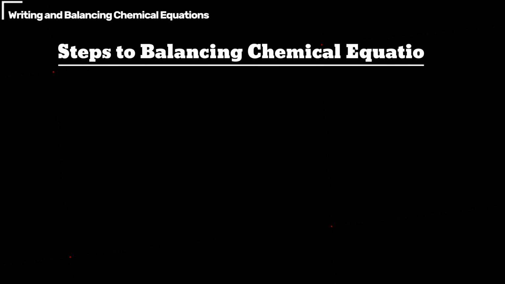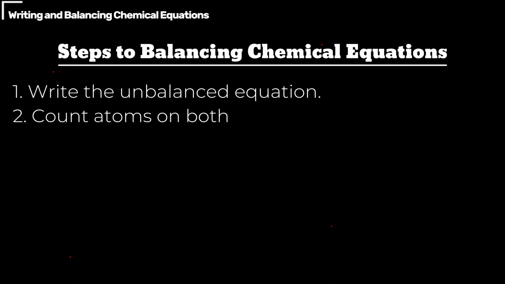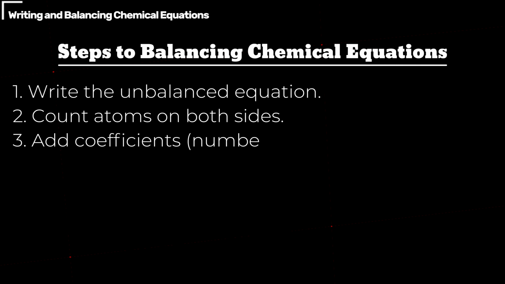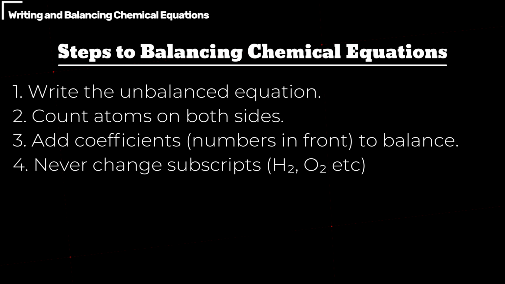So what are the steps in balancing a chemical equation? Number 1, you write the unbalanced equation. Number 2, you count the atoms on both sides. Number 3, you add coefficients, that is the numbers that come in front of a symbol or a compound, to balance it. Never change the subscripts. The subscripts are the small numbers in H2, O2, things like that. You don't change them because of the laws in chemistry.